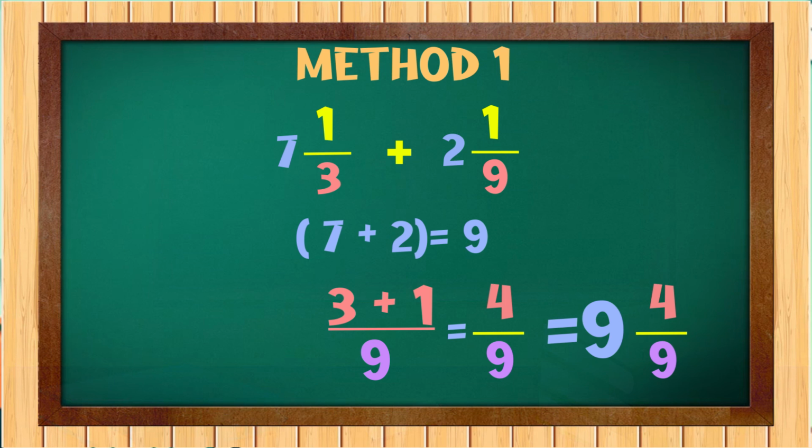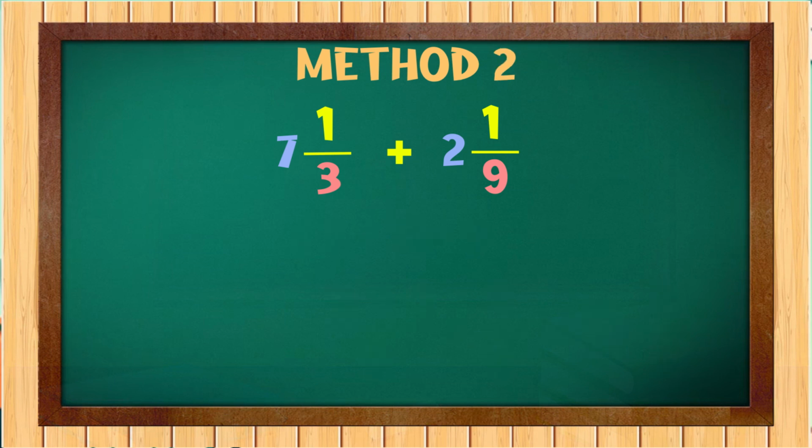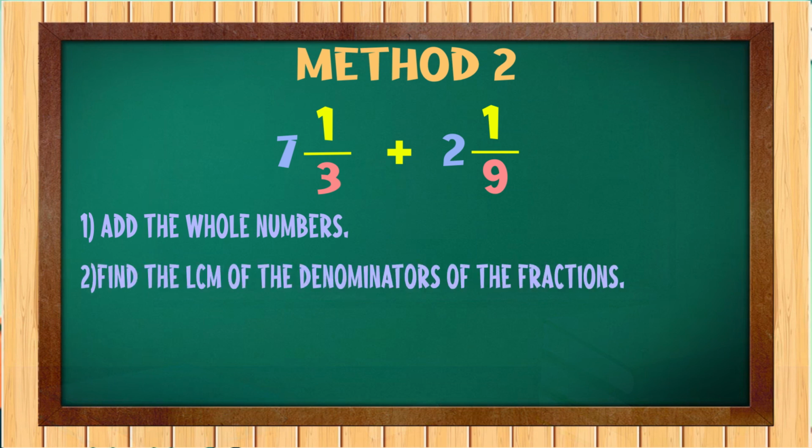Let's examine another way we can work this problem. 7 1/3 plus 2 and 1/9. The first thing we do, we add the whole numbers. Secondly, we find the LCM of the denominators of the fractions. How do we do that? We list the multiples of both denominators. Boys and girls, many of you may know this method of adding mixed numbers or adding fractions. Either way, you can use whichever way is comfortable for you.